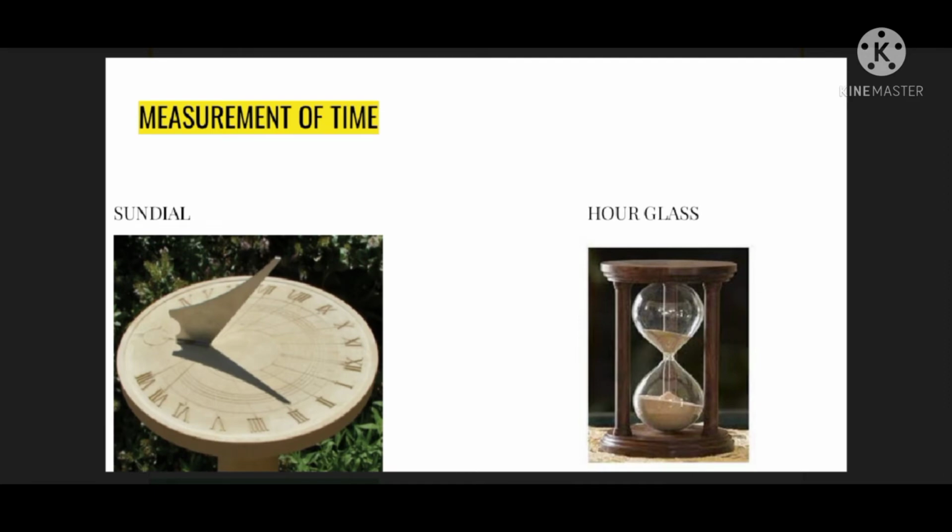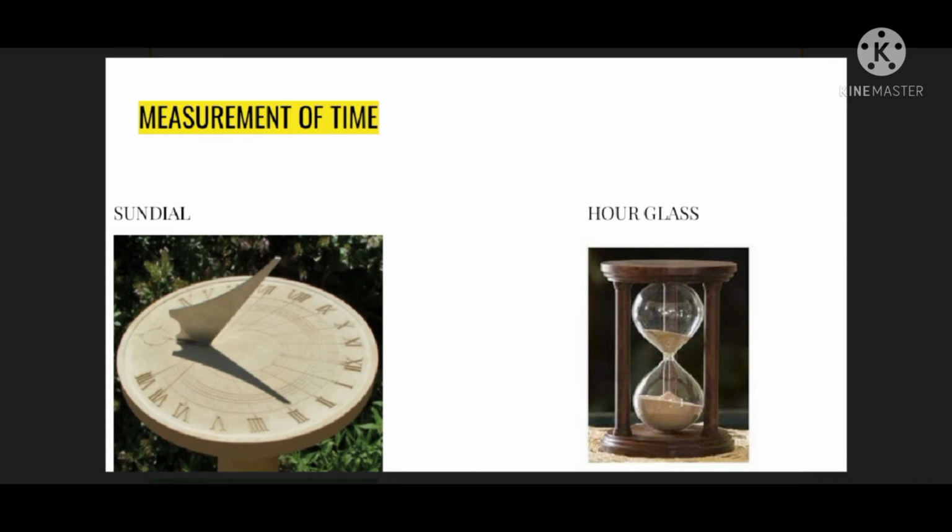Measurement of time. The early scientists developed many devices to measure time intervals that are much smaller than a day. Devices like the sundial, the hourglass, and the water clock were used to measure time. But nowadays, we depend on clocks and watches to measure intervals of time. Clocks and watches are the time measuring devices that we use now.